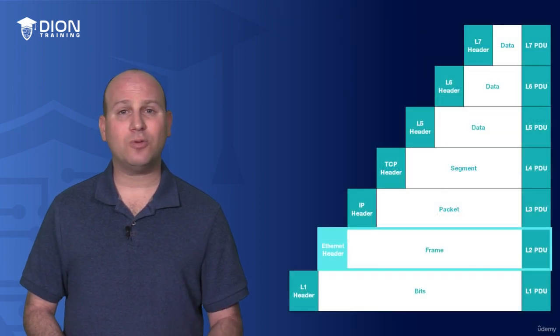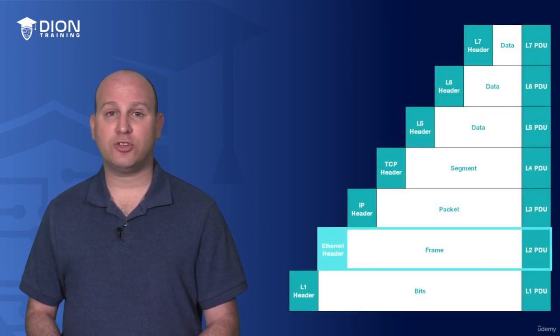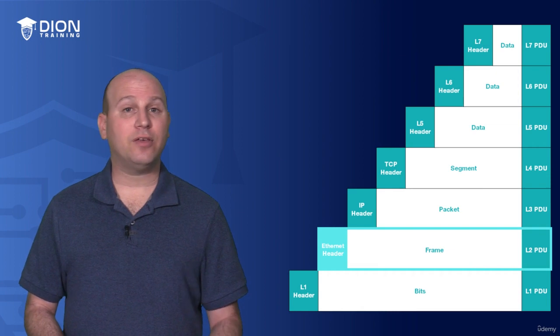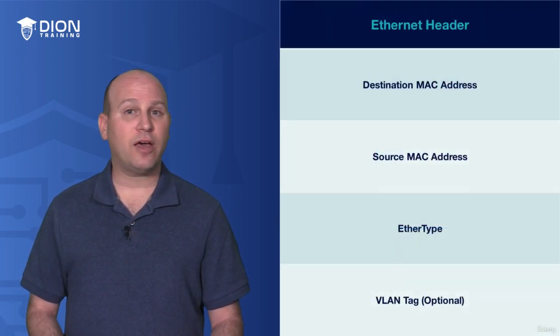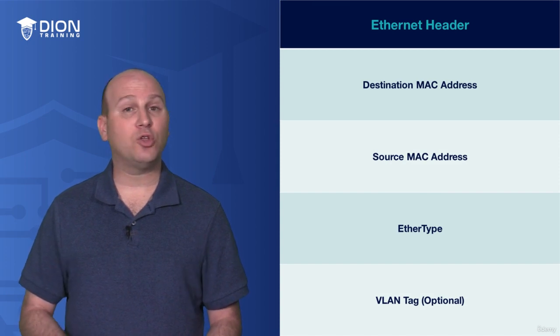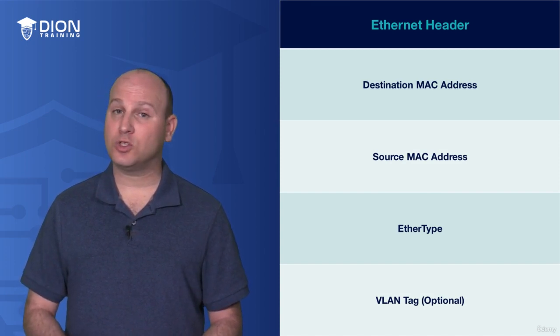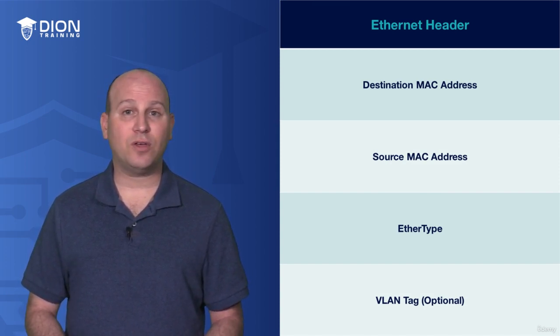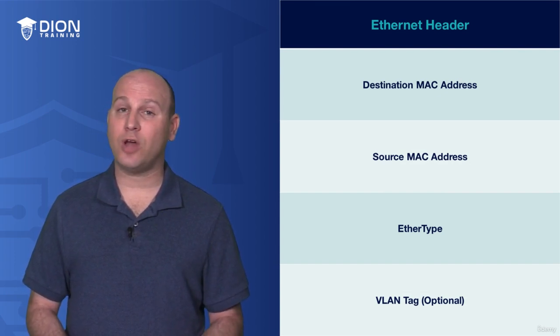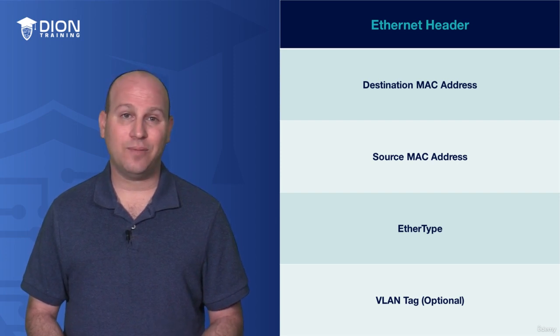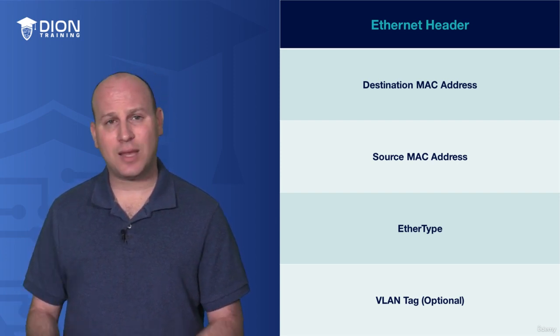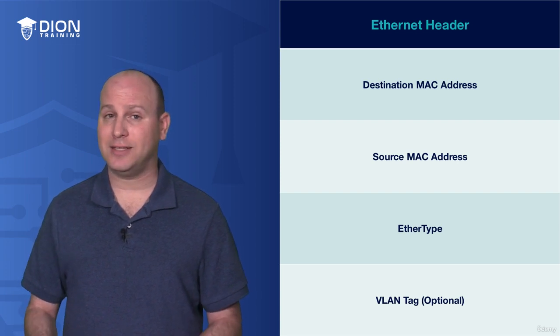Now, as we continue down the layers, we're going to reach layer 2, the data link layer. And this is going to encapsulate the data by adding an Ethernet header. Now, this header features just a few things, including a destination MAC address, the source MAC address, the ether type field, and an optional VLAN tag using either IEEE 802.1Q or IEEE 802.1ad. We're going to talk more about VLANs in a separate video though, because it's an important concept.